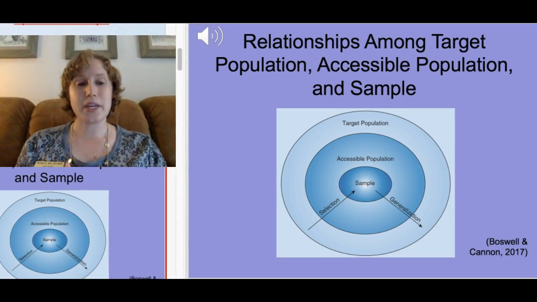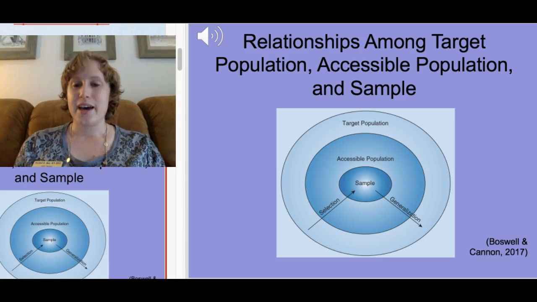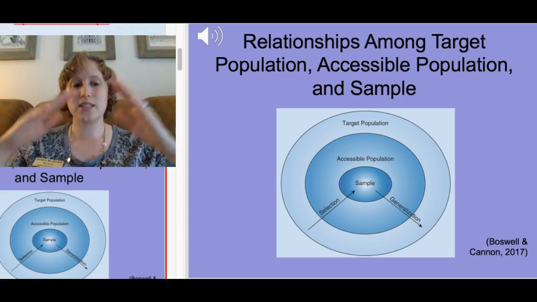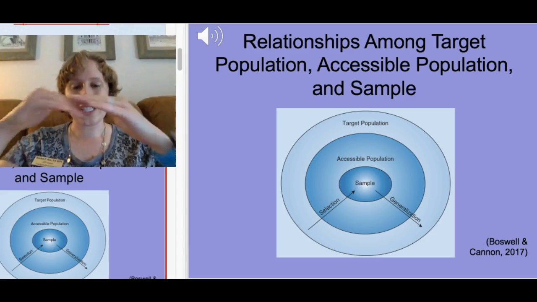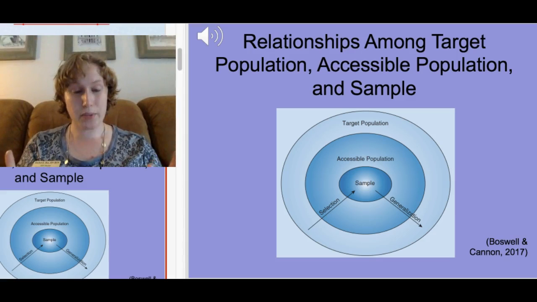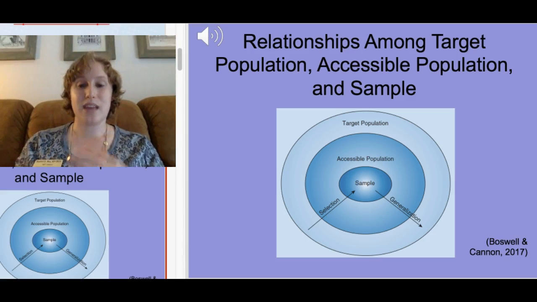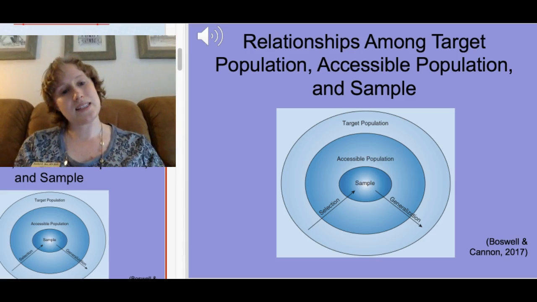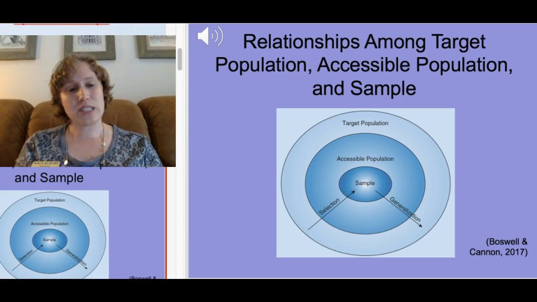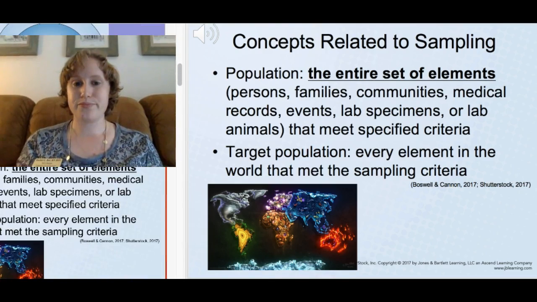So, this is a picture directly from your book. And what it does is it breaks down the concepts. So first we're going over this idea of population, which is out and around, target population, then dealing with accessible, and then the sample itself. We'll also review the selection process and what it means to have a generalization of results.